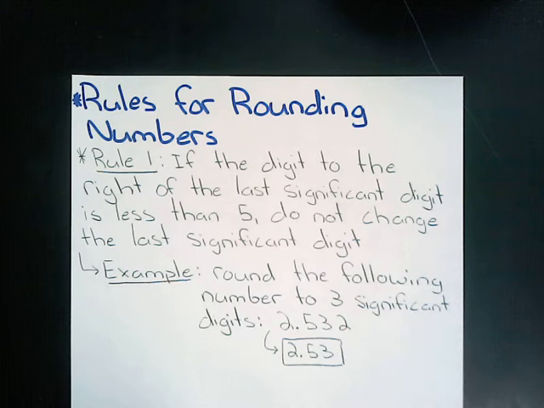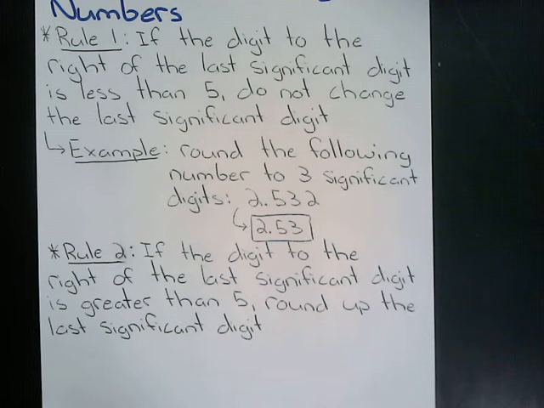Okay? Now, our second rule states that if the digit to the right of the last significant figure is greater than 5, round up the last significant digit. So let's try this in a little example. If we want to round the number 2.536 to 3 significant digits, we can apply this rule.